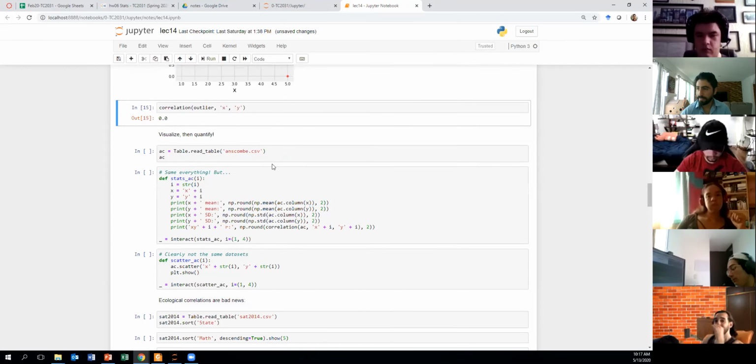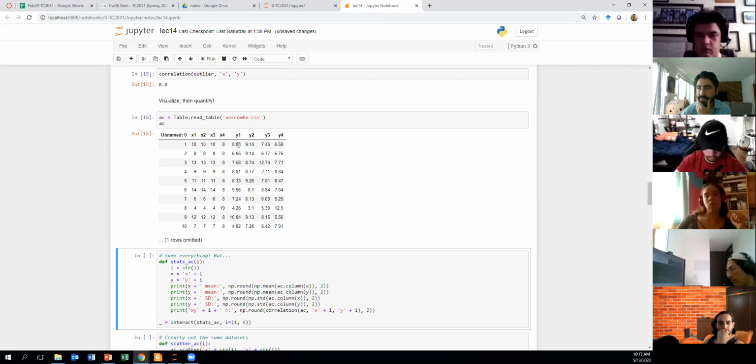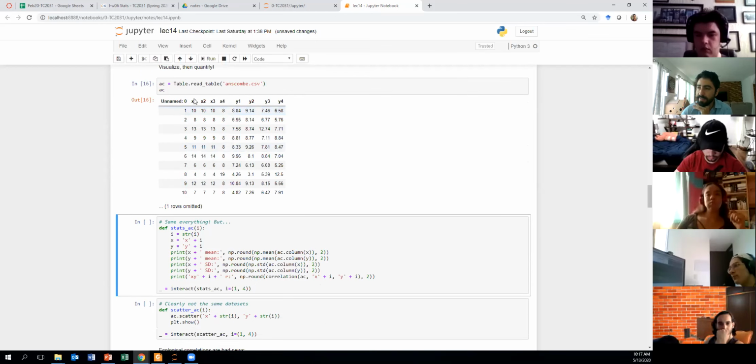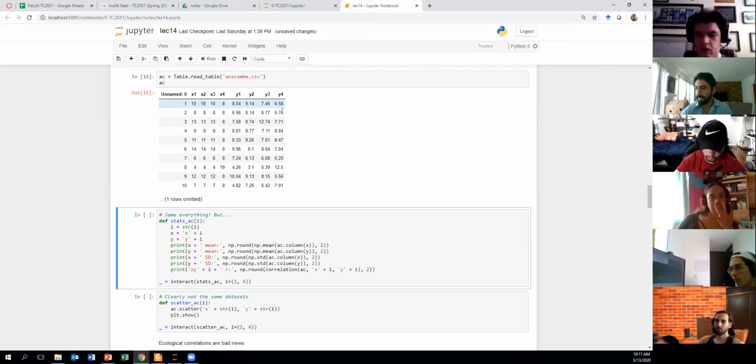So let's look at this table. You have 4 x values and 4 y values. I want to see the relationship between x1, y1, x2, y2, x3, y3, and x4, y4.